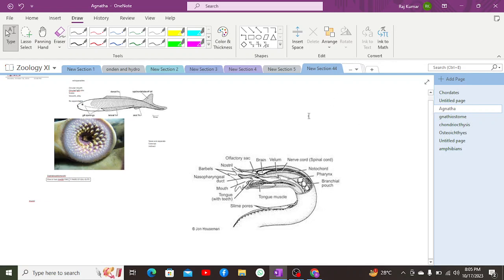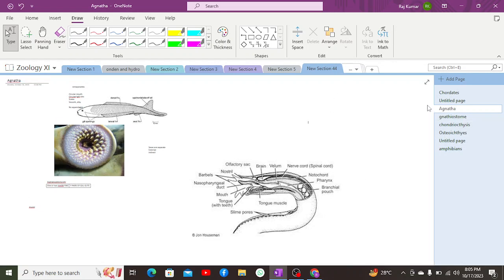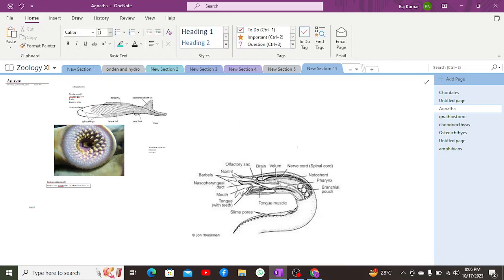One more thing I would like to mention here is that these are vertebrates, but these are the only vertebrates which have a notochord inside their structure. These are the only vertebrates having notochords instead of a vertebral column.